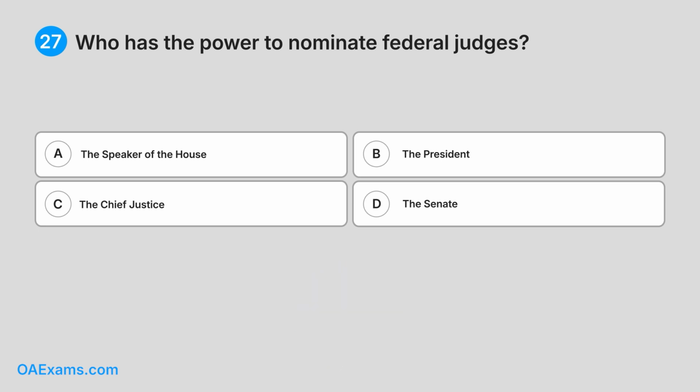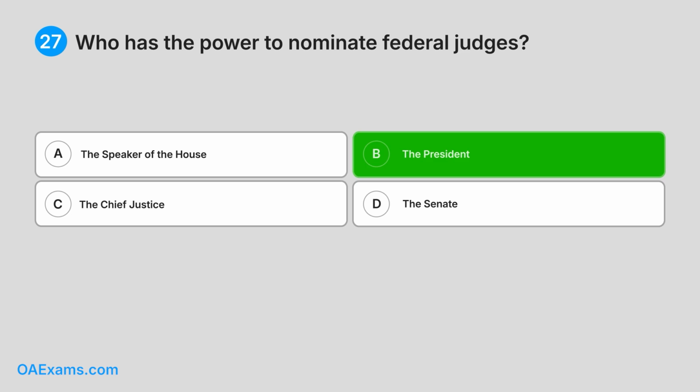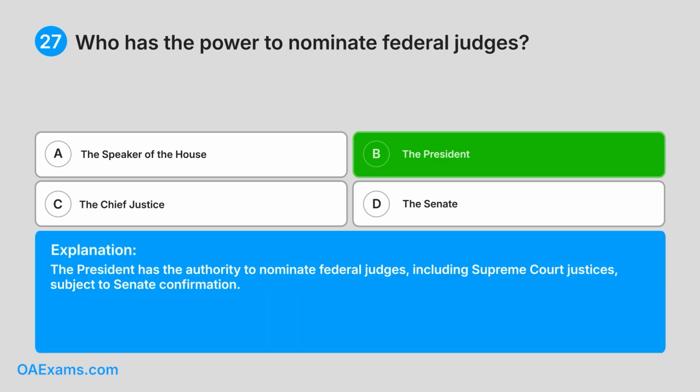Correct answer: B. The President. Explanation: The President has the authority to nominate federal judges, including Supreme Court justices, subject to Senate confirmation.